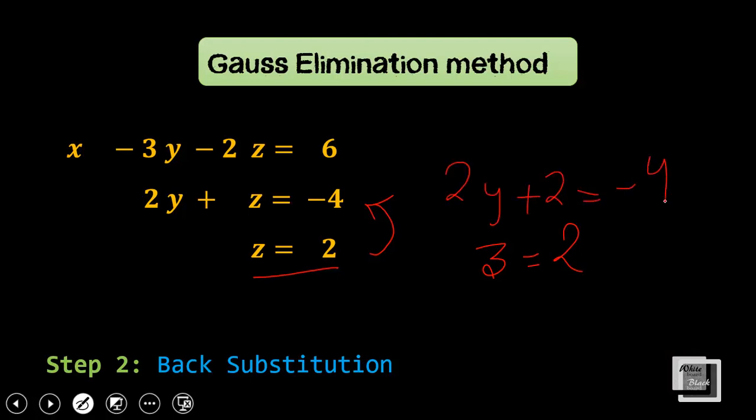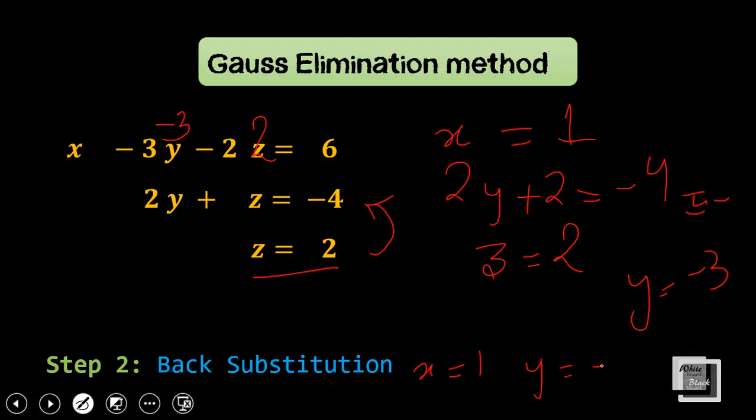The value of y comes out to be minus 3. Put the value of z, that is equal to 2, in the first equation, and the value of y, that is equal to minus 3, in the first equation, and you will get the value of x, that is equal to 1. So we have the solution that x equals 1, y equals minus 3, and z equals 2. So this completes our method.